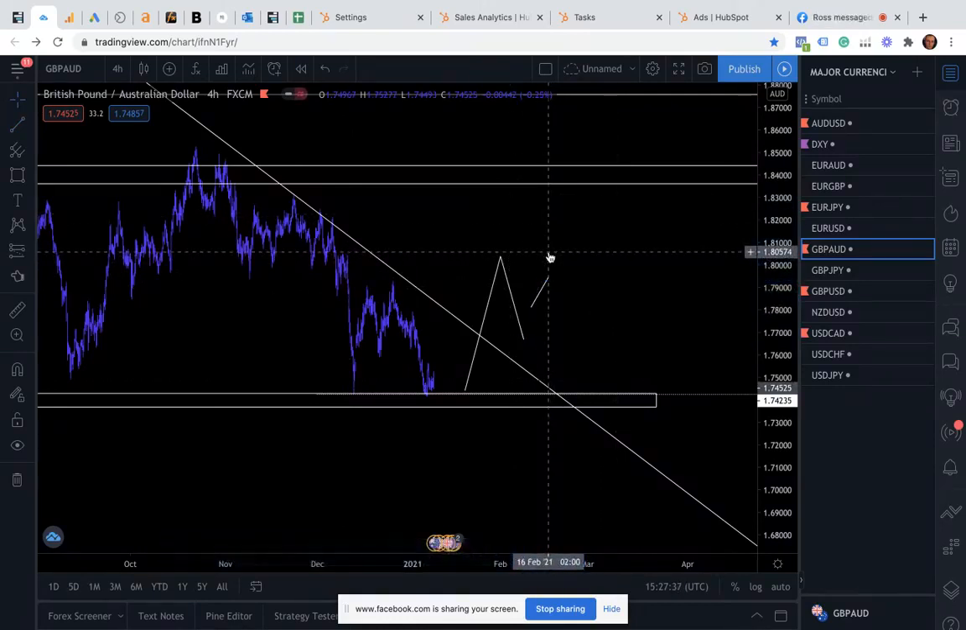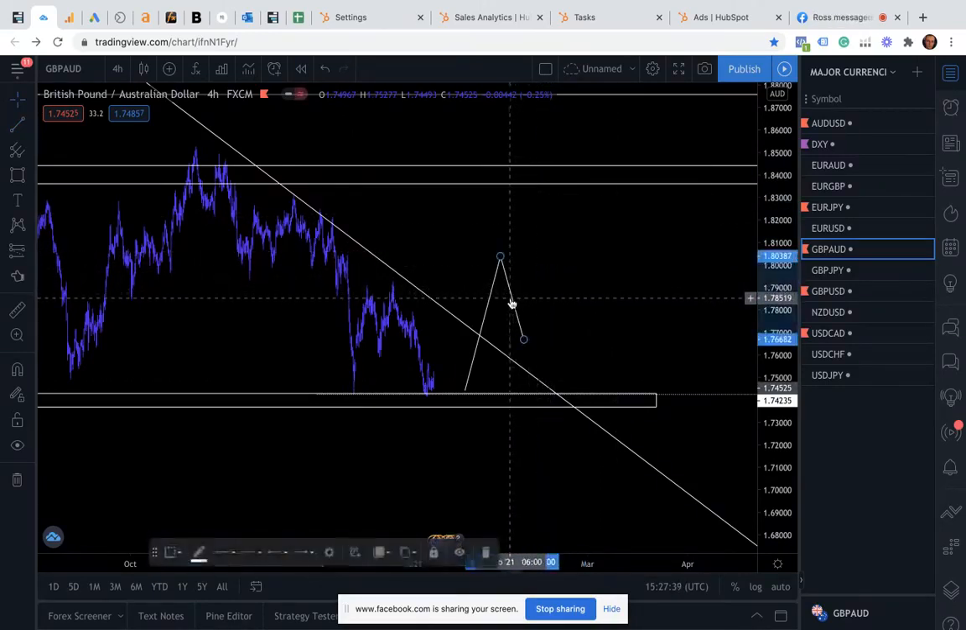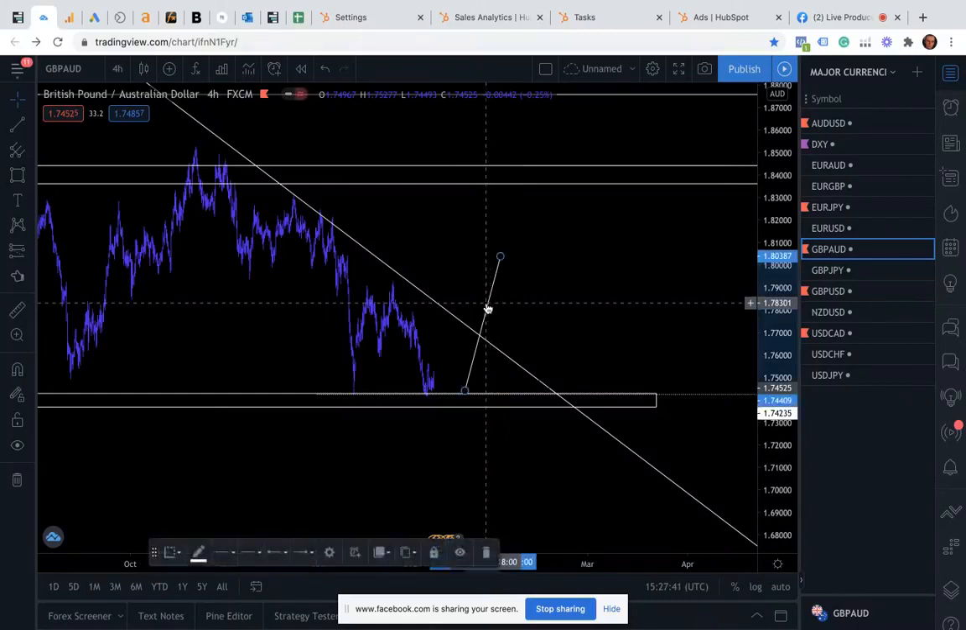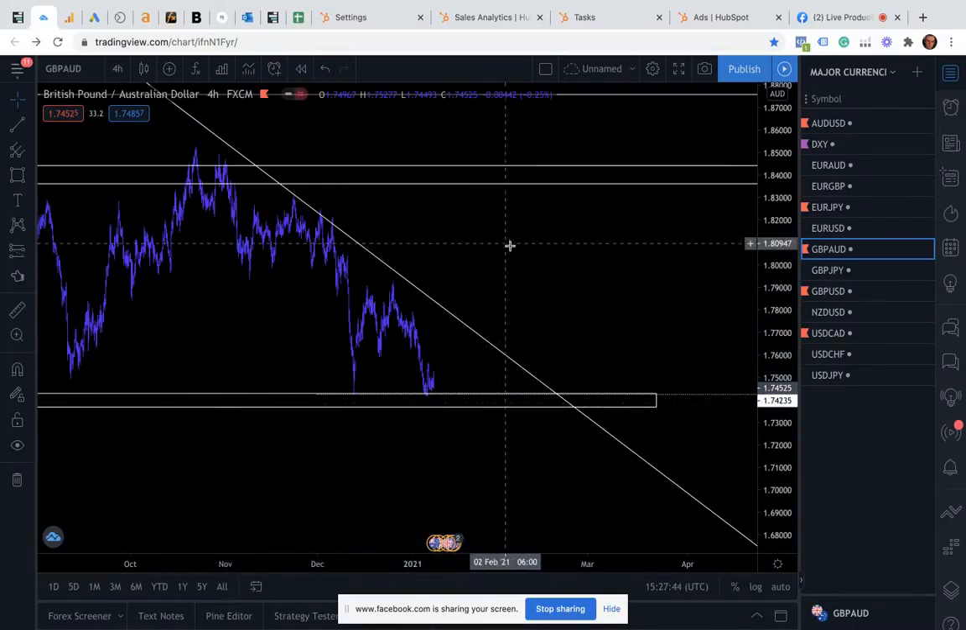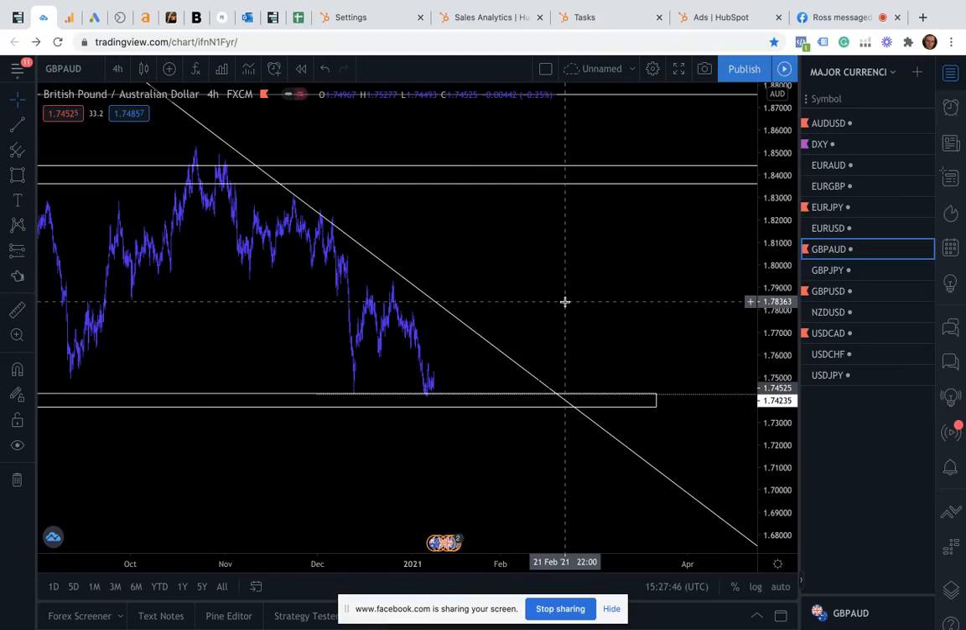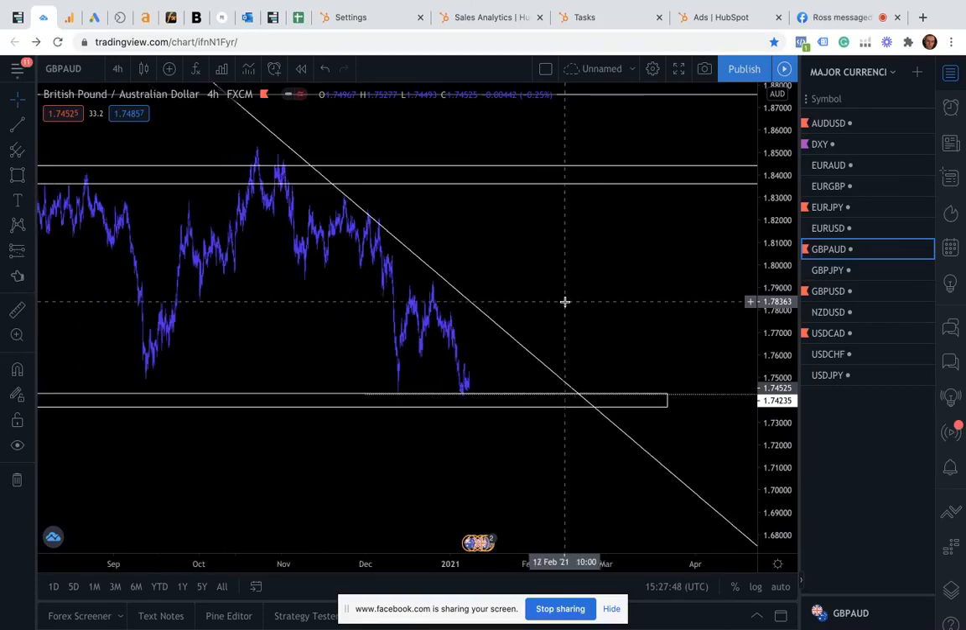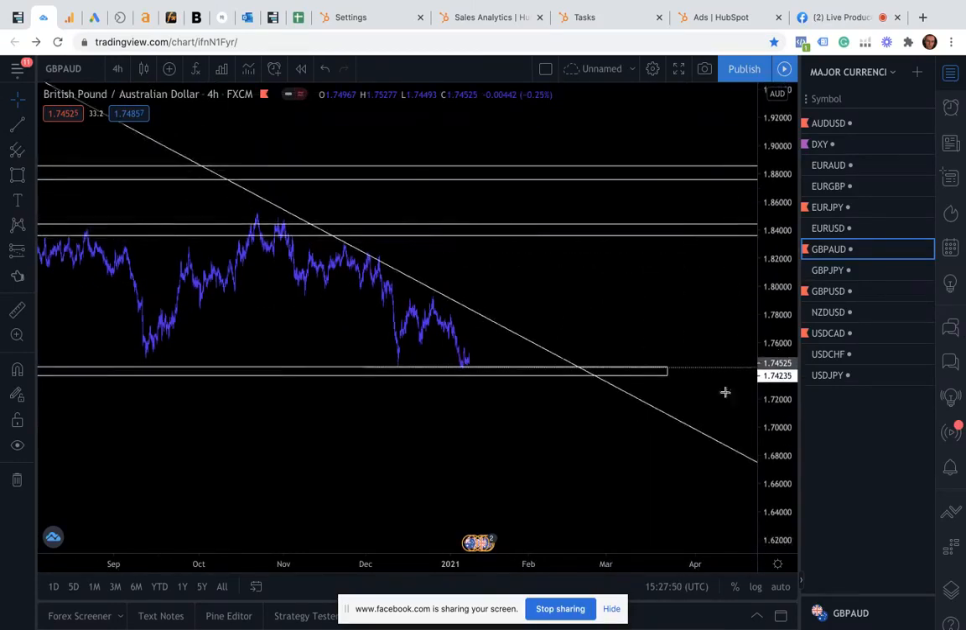We're just going to wait until the market breaks out, gives us a good signal that we are going to be respecting the breakout and it's not just a fake one, and then we are going to take a bullish run up again. So that's what we're looking at on GBP Aussie.